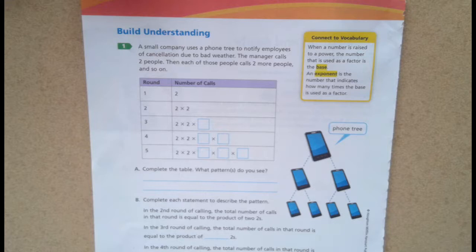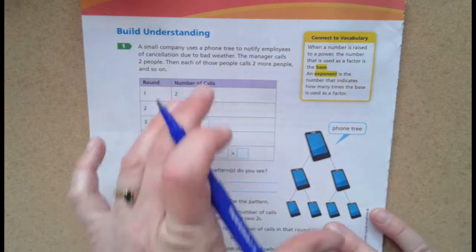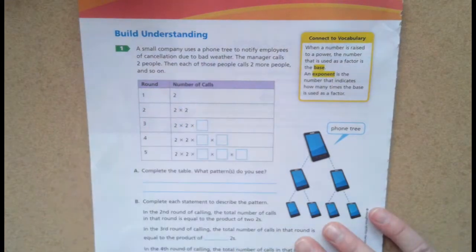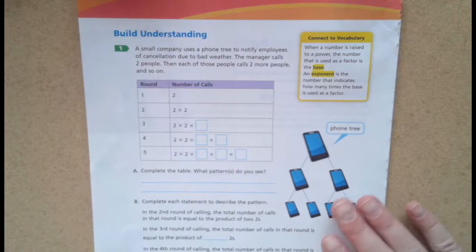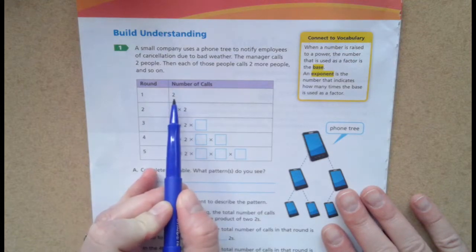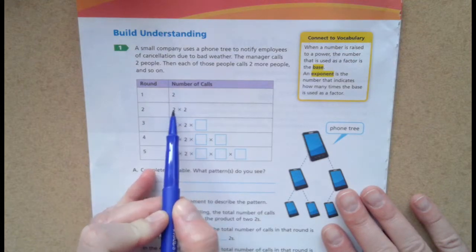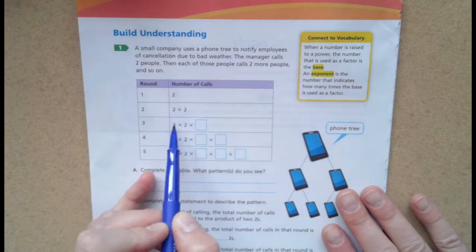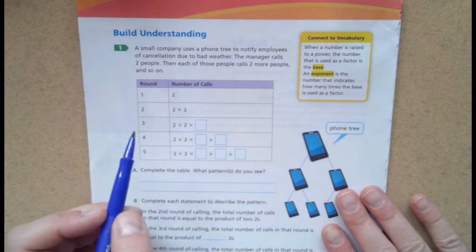So we're going to start with this build understanding question, bunch of questions here at the top. It says, a small company uses a phone tree to notify employees of cancellation due to bad weather. The manager calls 2 people. Then each of those 2 people call 2 more people, and so on. So we first of all need to fill in the rest of this table.